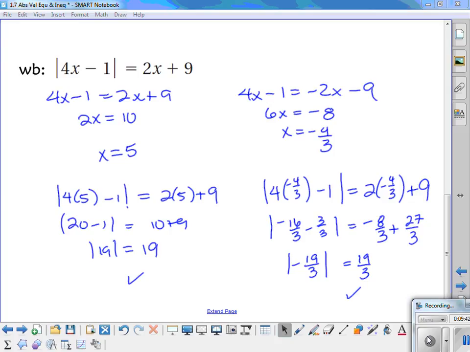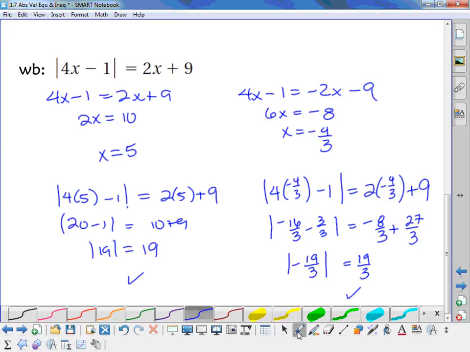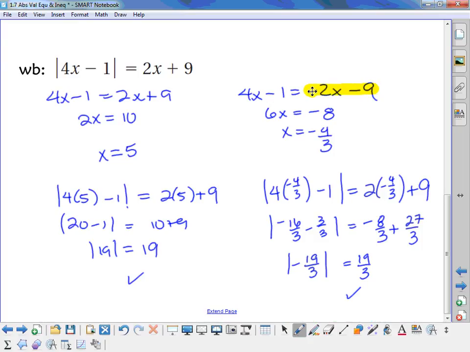Okay, so just to draw your attention to a couple of things. When you wrote the negative case, we needed to make everything negative on that side. And then this was one where we plugged it back in, and they both worked. So neither one was extraneous. So the answer is 5 or negative 4/3.